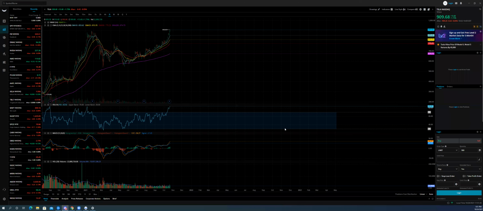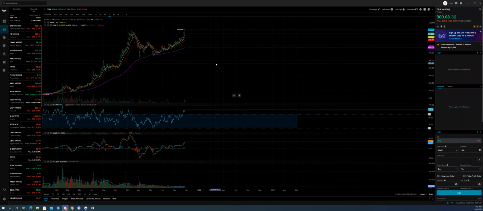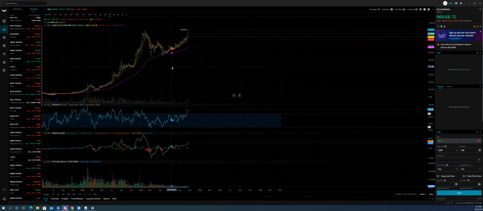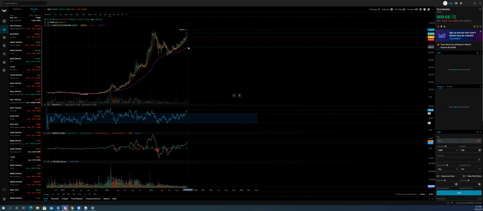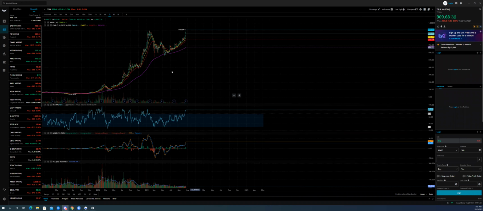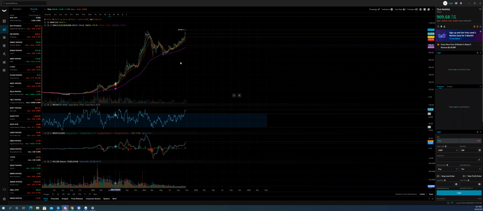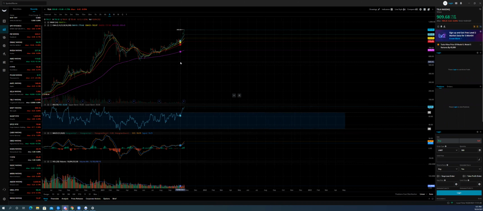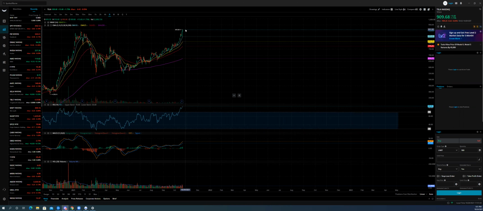So, Tesla, no resistance overhead. This thing's all-time high is 910. With how this one moves, if you want to take long-term calls, start looking for calls up into 1,000 and above, because this one is going to move once it starts pushing. It's going to go up towards $1,000.